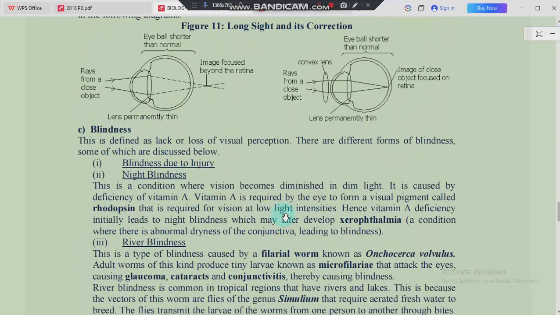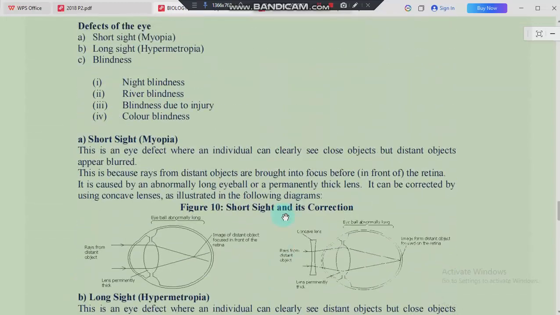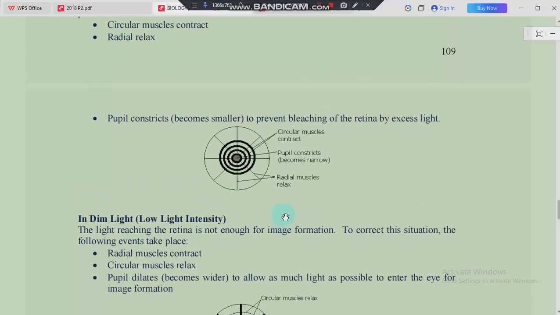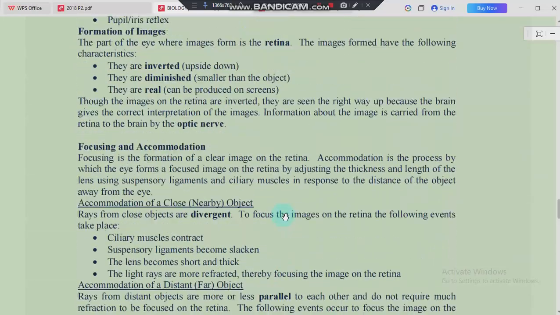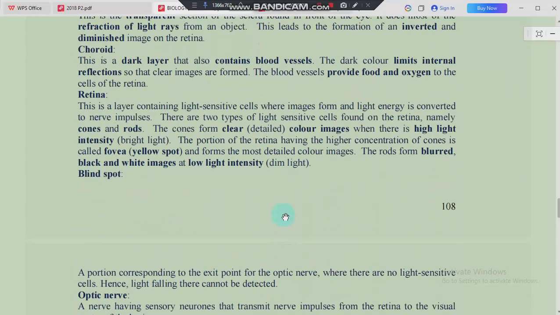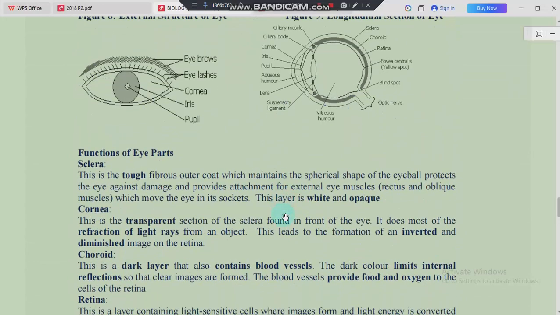So this marks the end of our lesson. Some key things for you to know about the eye: make sure you are able to draw at least the external structure as well as the longitudinal section of the eye, and that you are able to clearly label it. They may ask you in an essay question to draw or to talk about accommodation of the eye. As you draw these simple diagrams, it is going to help you attract a few marks.